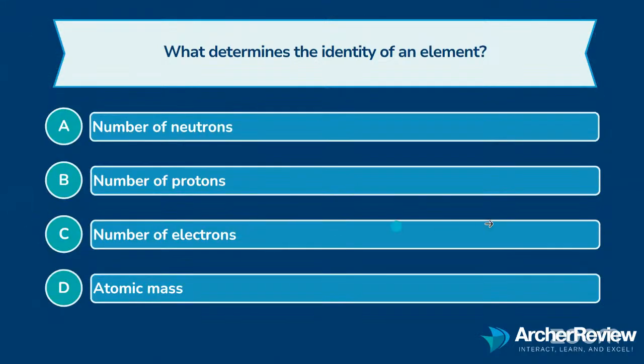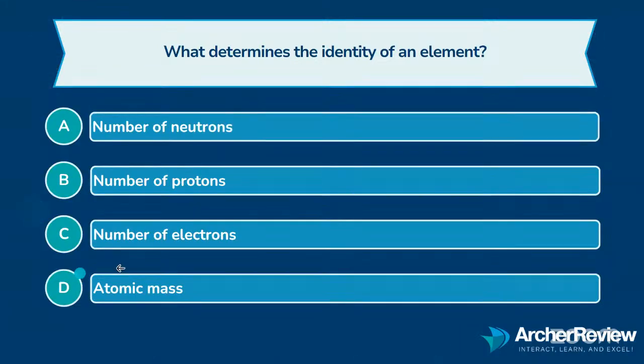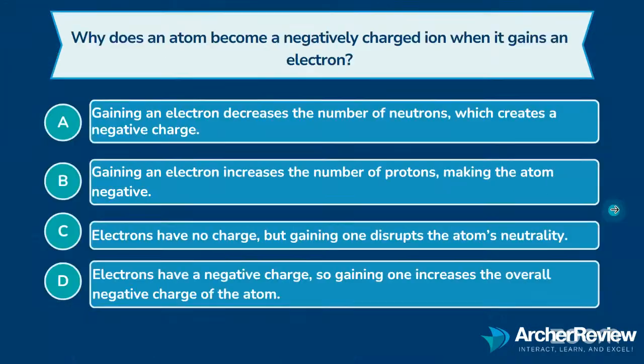Answer C, number of electrons. Electrons actually determine the charge. Remember, we can have positive cations or negative anions due to electron loss or gain, but that's not going to determine the identity. If we look back at answer D, atomic mass, remember, is the sum of the protons and the neutrons, but it doesn't define the element. So well done to those of you that got that correct. We're going to take a look at our next one.